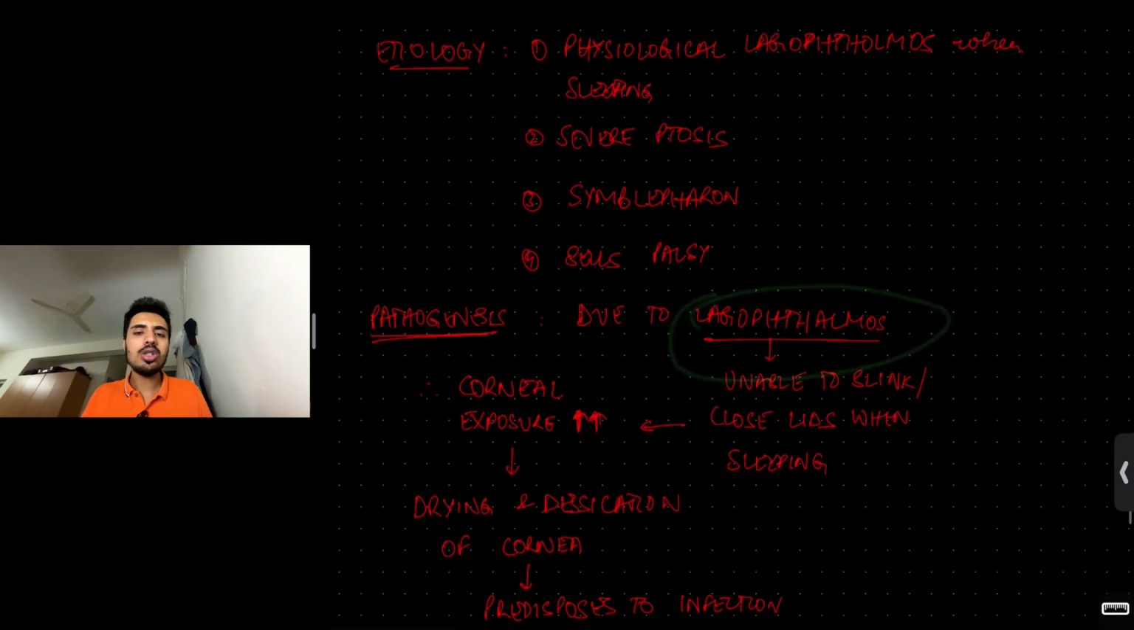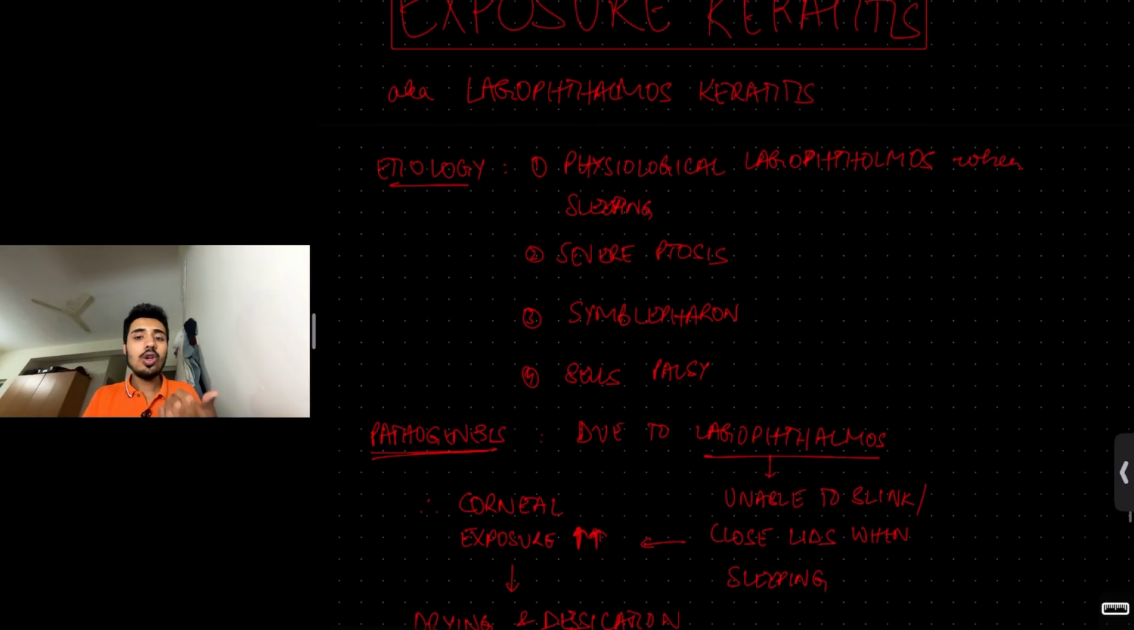Now, that is why it is due to lagophthalmos. What could be the causes of lagophthalmos? It could be physiological lagophthalmos. The patient just keeps their eyelids open when they are sleeping. Many people have this. Then it could be severe ptosis. The patient's eyelids are drooping so much that the patient is not able to close the eyelids. It could be because of symblepharon, adhesions between the eyelid and the bulbar conjunctiva. That could lead to lagophthalmos.